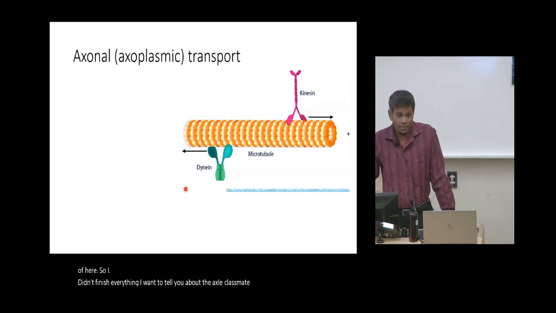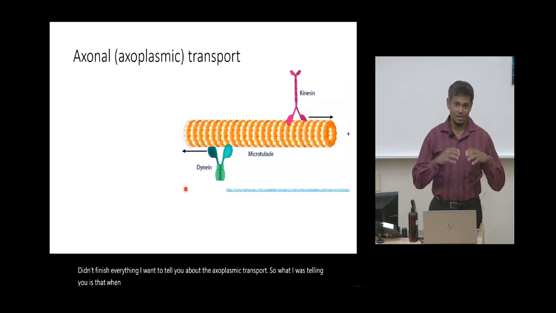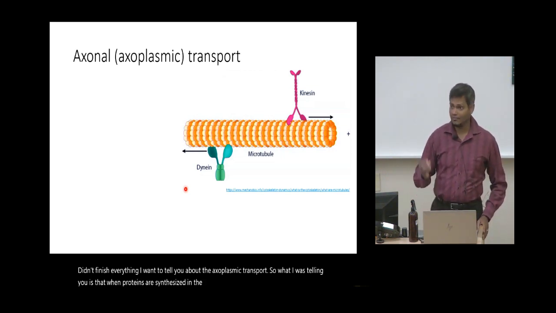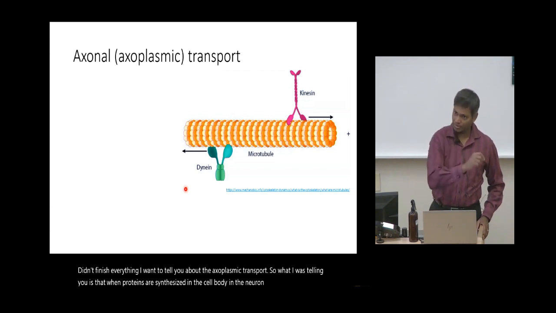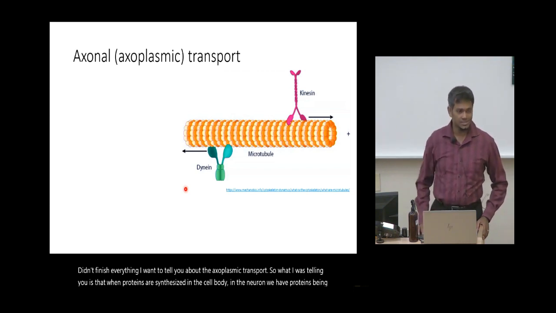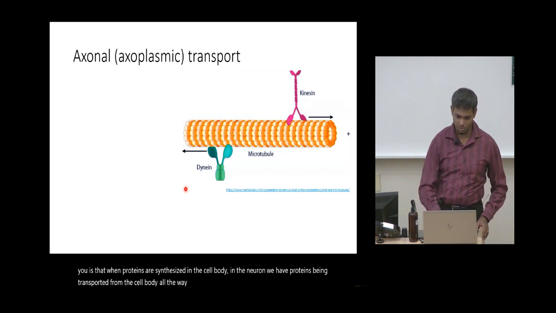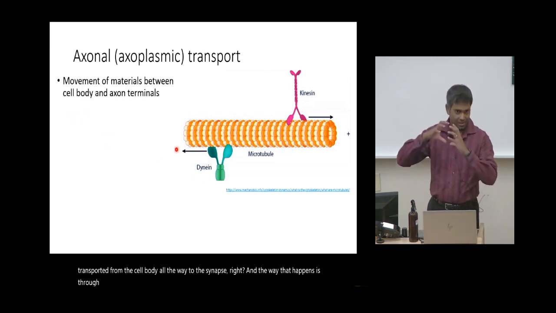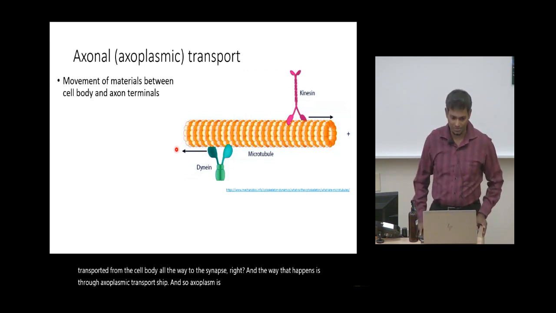So what I was telling you is that when proteins are synthesized in the cell body, in the neuron, we have proteins being transported from the cell body all the way to the synapse, right? And the way that happens is through axoplasmic transport, right? And so axoplasm is the cytoplasm within the axon.